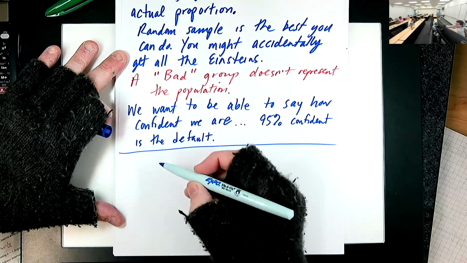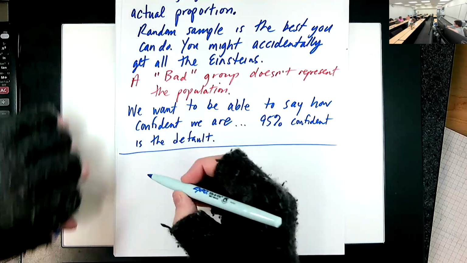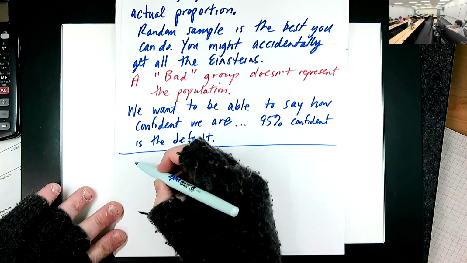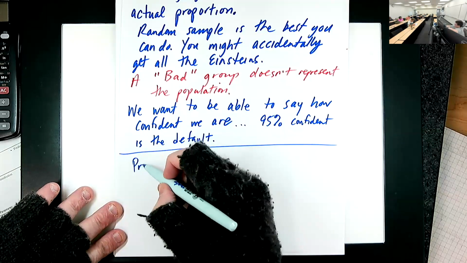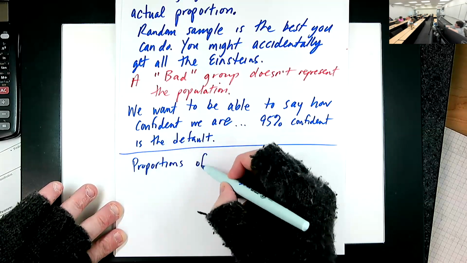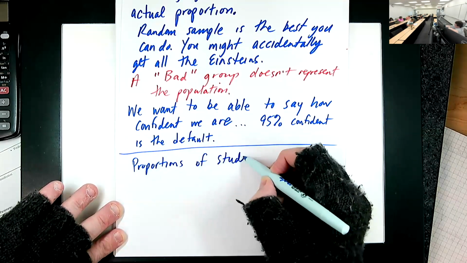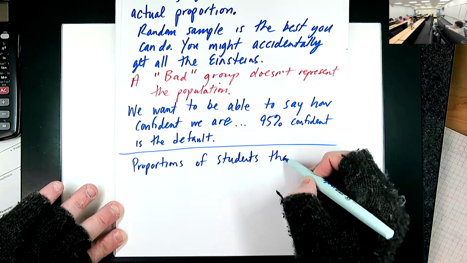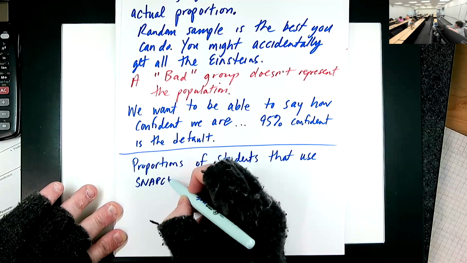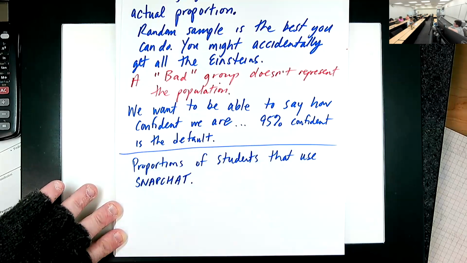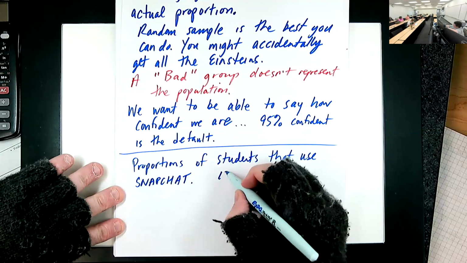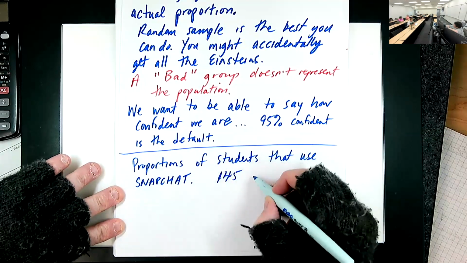I'm going to use an example. I'm going to do a little simulation and show it to you. Let's say we want the proportion of COS students that use Snapchat. I am totally going to make up these numbers right now because I did not do the survey, but that's not the important part here. Let's say 145 out of 250 said yes.